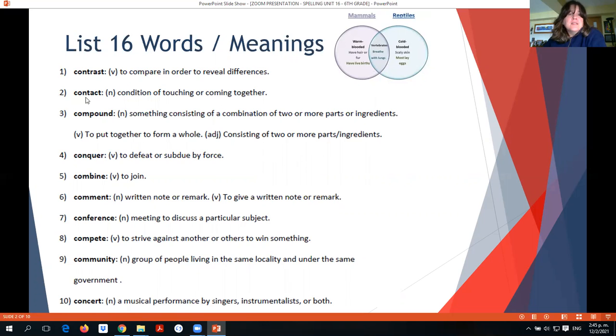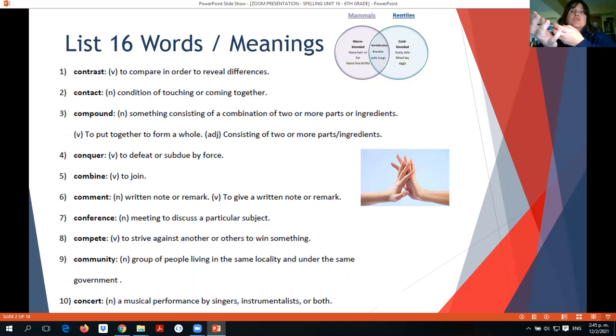Number two, contact, prefix con, is a condition of touching or coming together, okay? To contact, to be in contact, or you can also use contact to refer to coming together in a virtual way, like to contact by phone or to contact by email, okay? It's also to be in touch with someone virtually, okay?